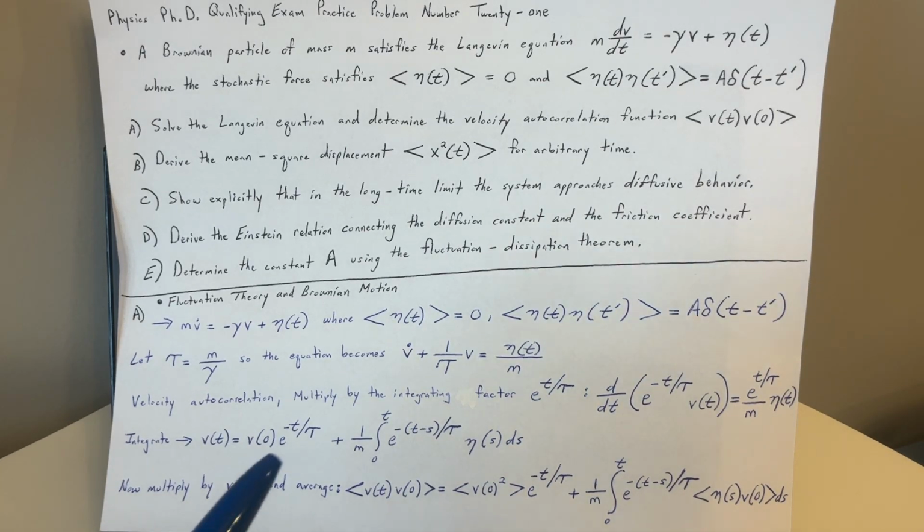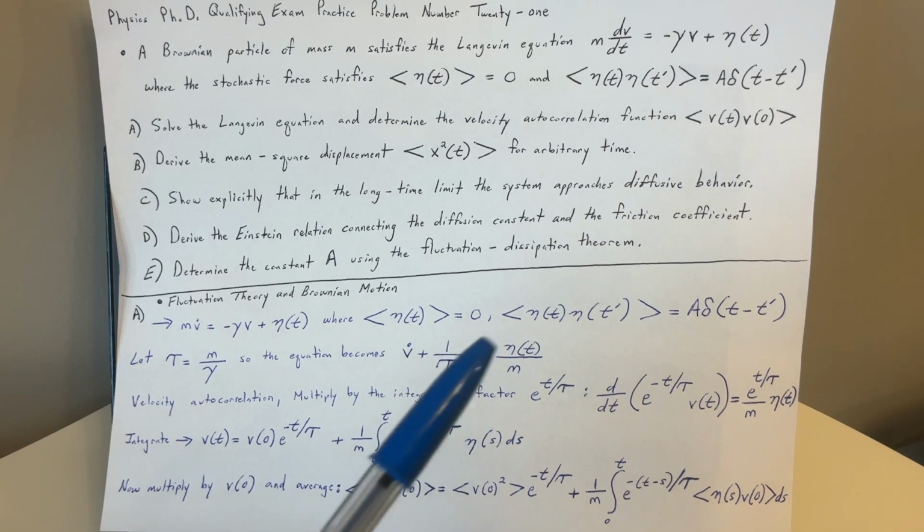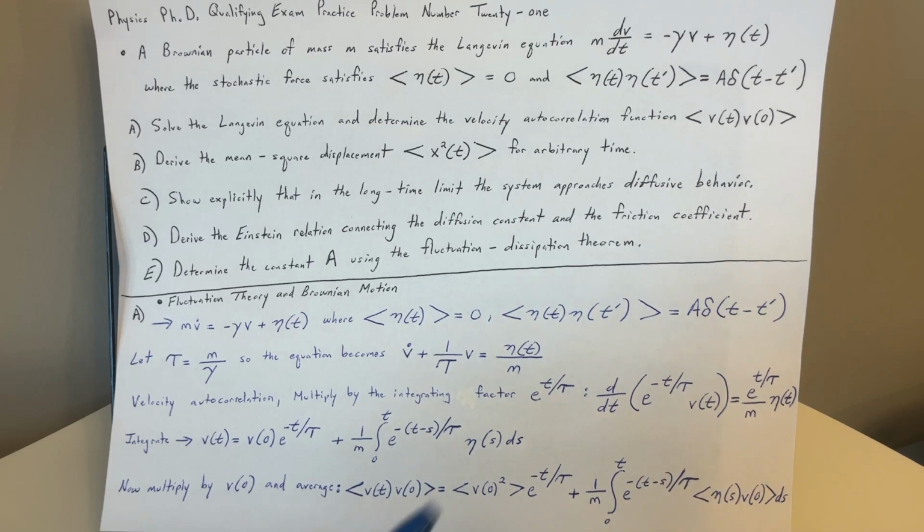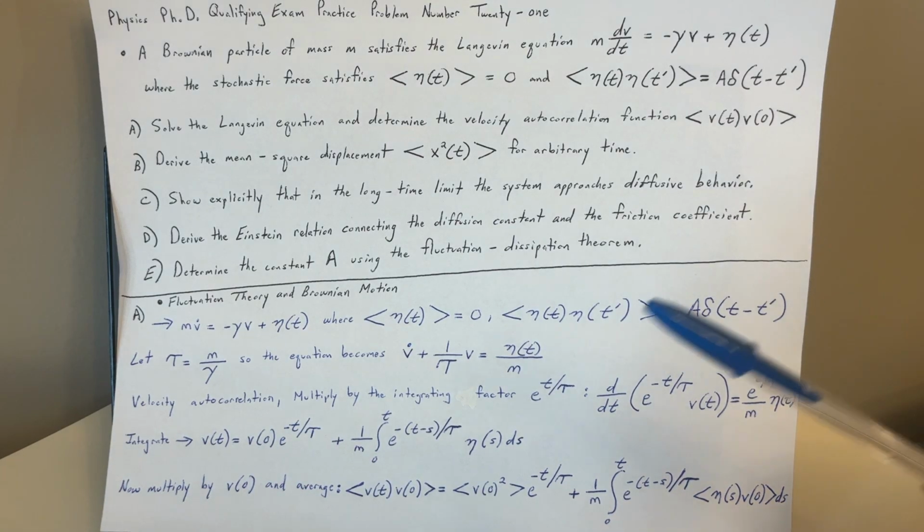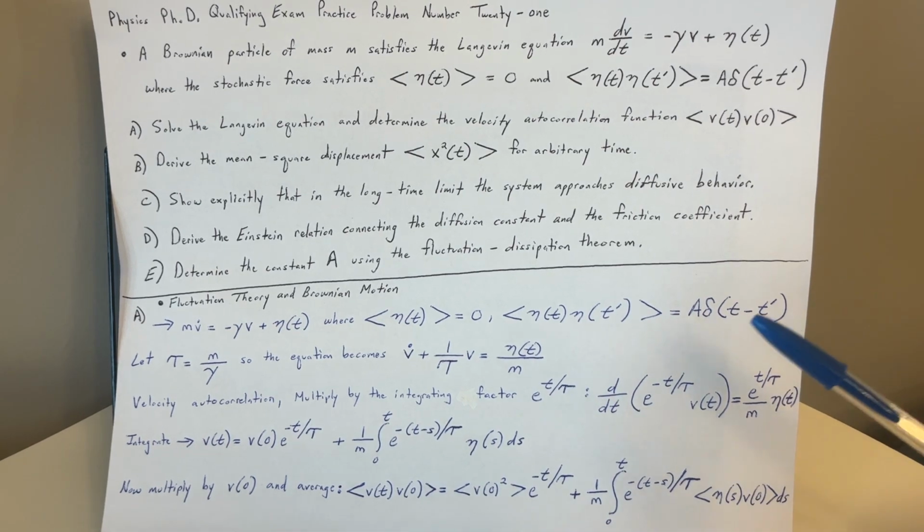So part A: m v dot equals negative gamma v plus eta of t, where the expectation value of eta of t equals 0, and the expectation value of eta of t, eta of t prime equals a delta, t minus t prime. We're going to let tau equal m over gamma, so the equation becomes v dot plus 1 over tau v equals eta of t over m. For the velocity autocorrelation, we multiply by the integrating factor, e to the t over tau.